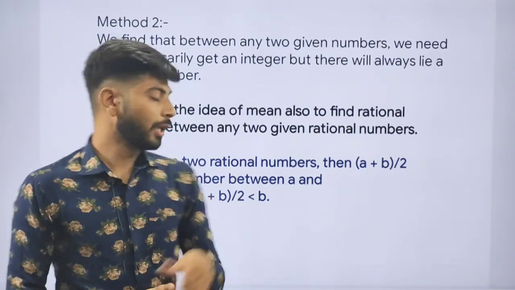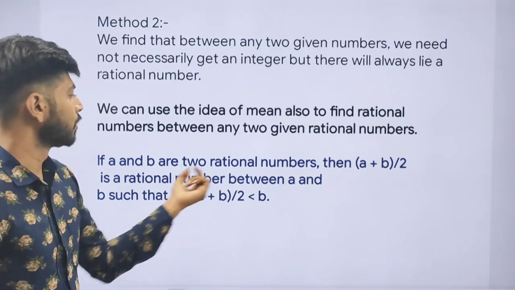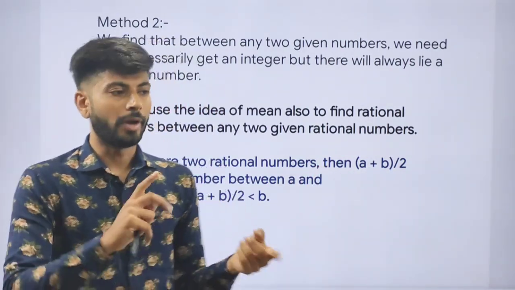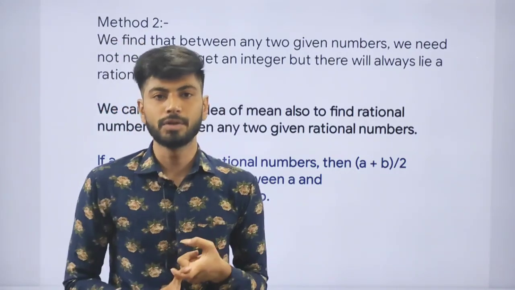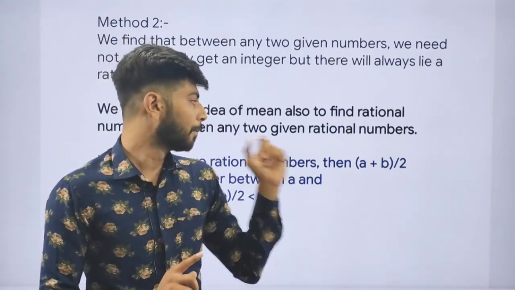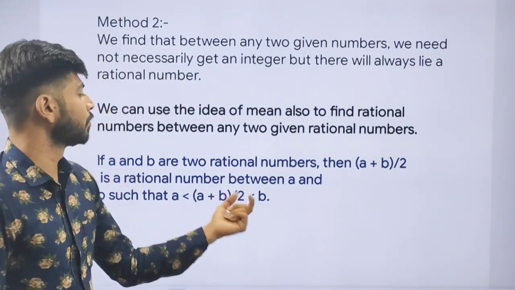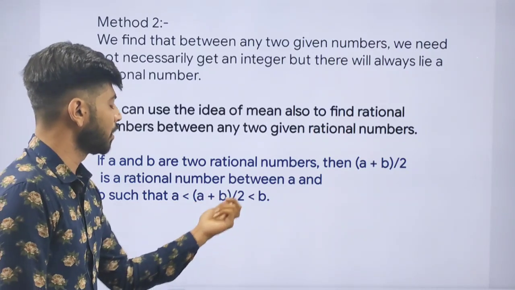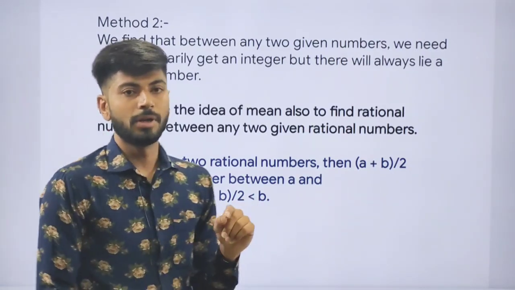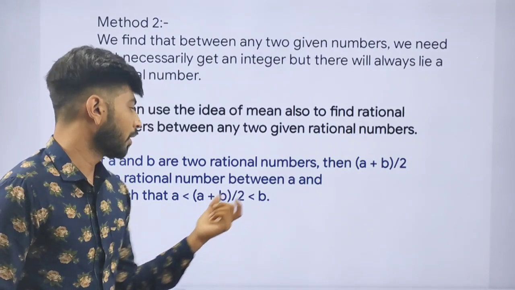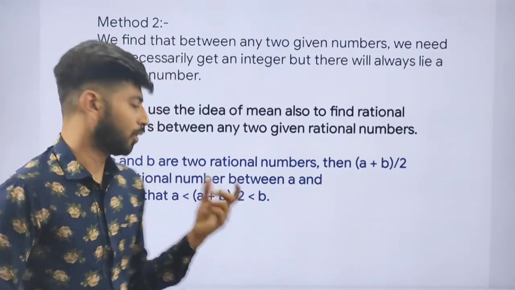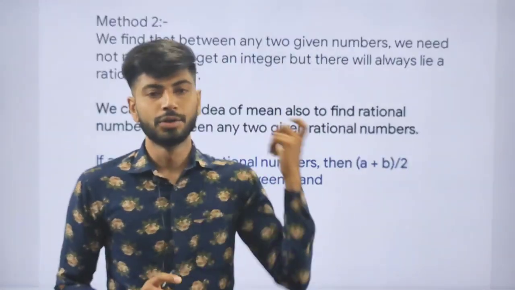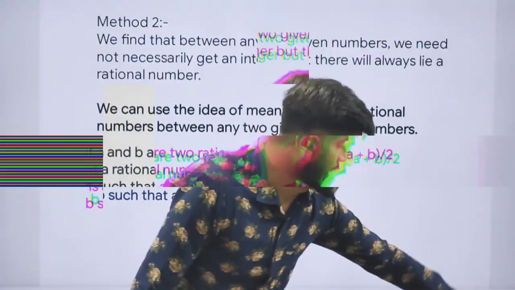How to find the mean? If we have a and b, two rational numbers, then a plus b divided by 2. We have to add those two numbers and divide by 2, then we will get the mean. So, a plus b upon 2 is a rational number between a and b such that a is less than a plus b upon 2, which is less than b. It will be greater than the smaller number and less than the greater number.